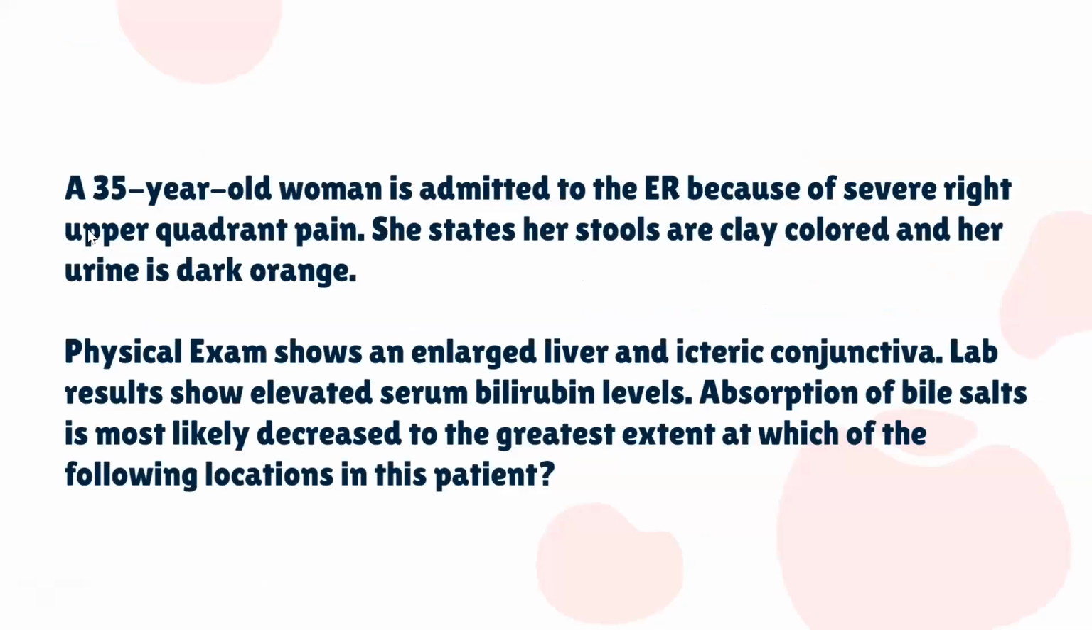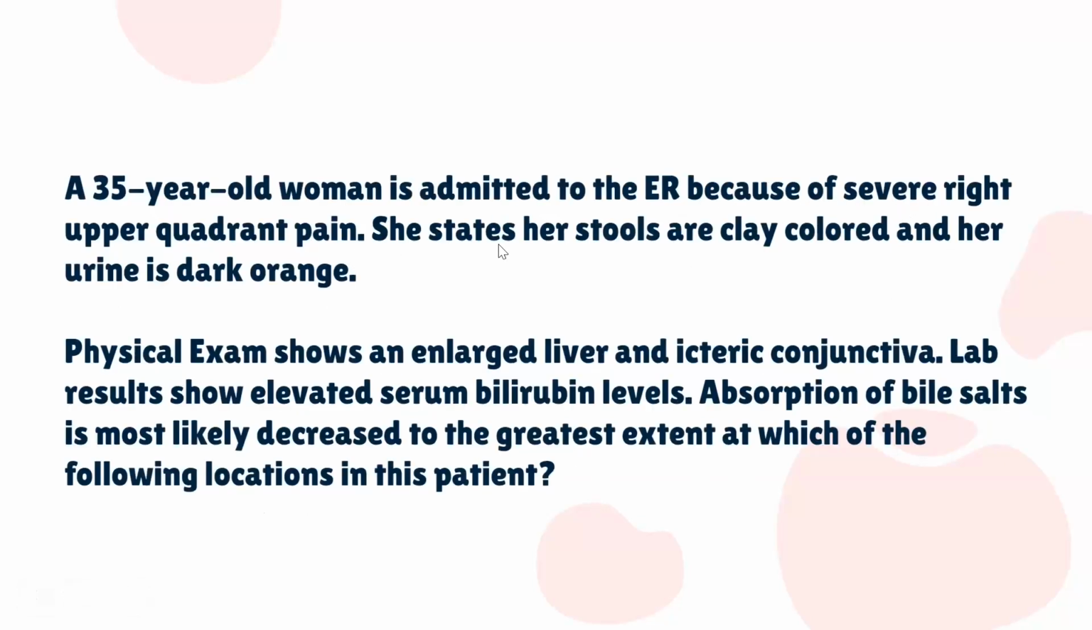A 35-year-old woman is admitted to the ER because of severe right upper quadrant pain. She states that her stools are clay-colored and her urine is dark orange. Physical examination shows an enlarged liver and icteric conjunctiva. Lab results show elevated serum bilirubin levels. Absorption of bile salts is most likely decreased to the greatest extent at which of the following locations in this patient? Let's look at the question first.